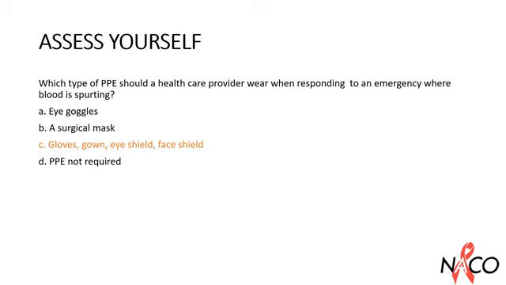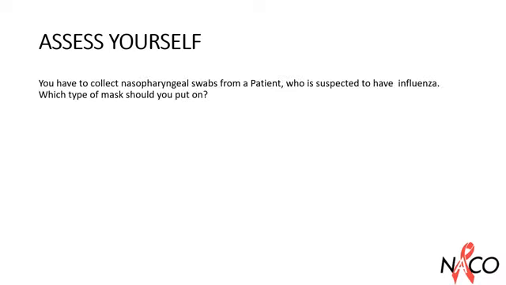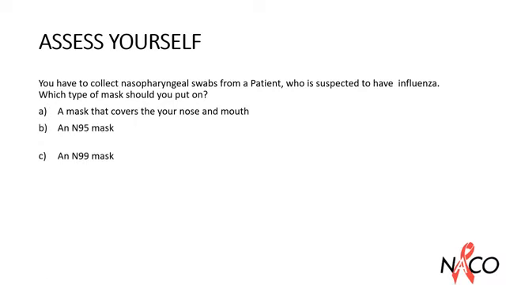Question number 3. You have to collect nasopharyngeal swabs from a patient who is suspected to have influenza. Which type of mask should you put on? Option A, a mask that covers your nose and mouth. Option B, an N95 mask. Option C, an N99 mask. Option D, you do not need to wear a mask.